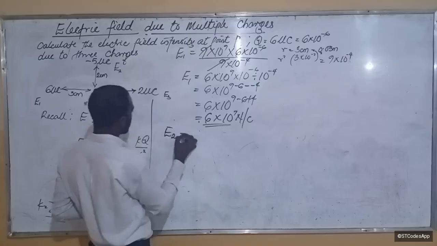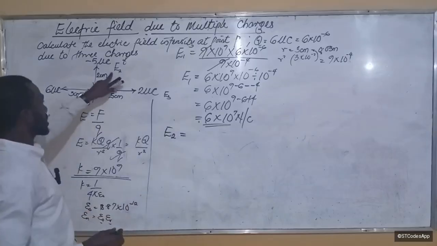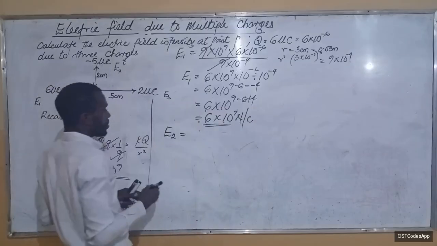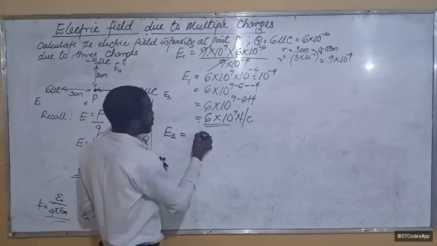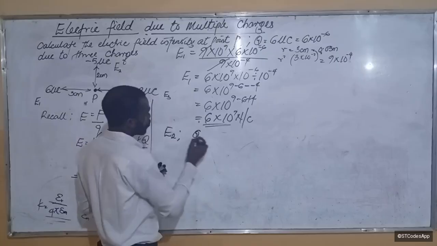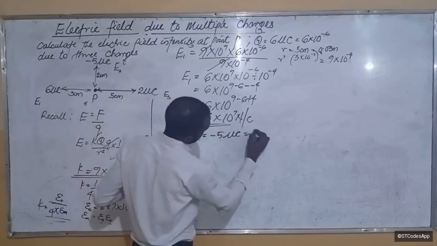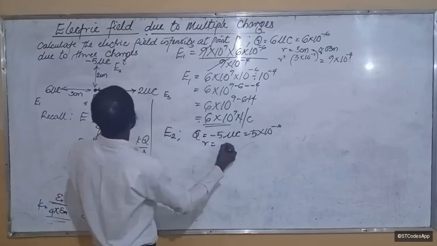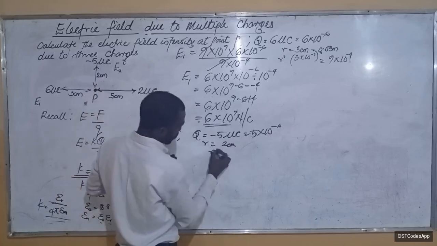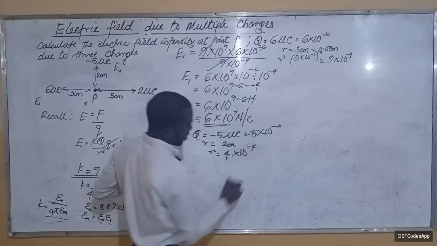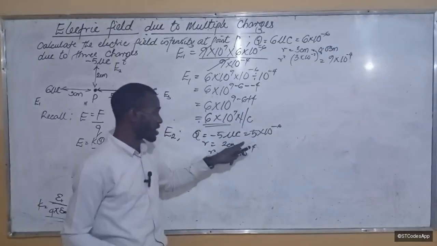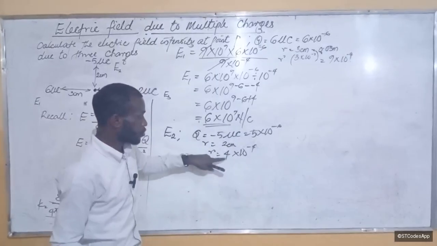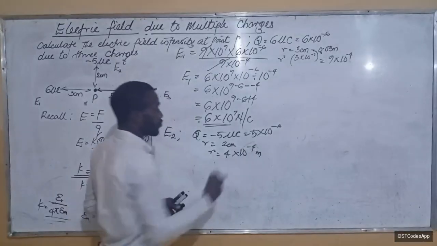Now what will E2 be? E2 is the electric field intensity due to this charge, minus 5 microcoulomb. So for E2, our Q is minus 5 microcoulomb, which is 5 times 10 to the power minus 6, okay? And the distance r is 2 centimeters. So r squared is what? 4 times 10 to the power minus 4. I hope you understand. You convert this first to meters, and by the time you square it, it gives you this in meters.